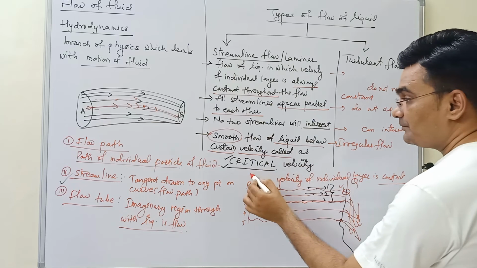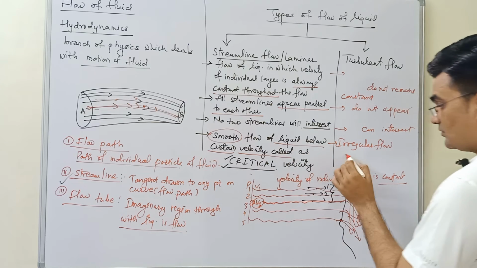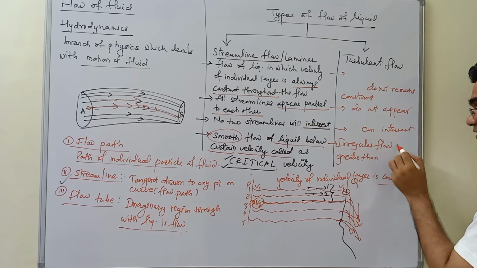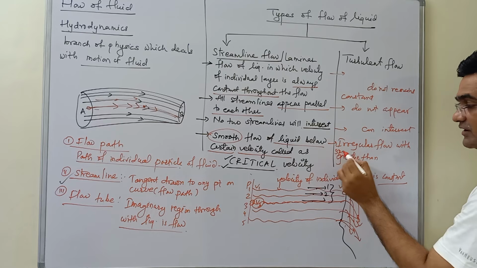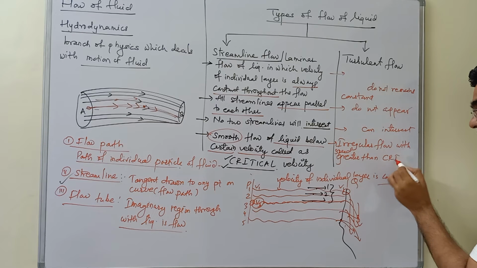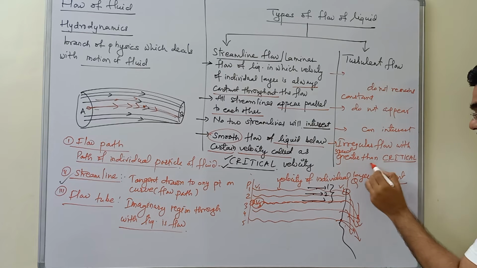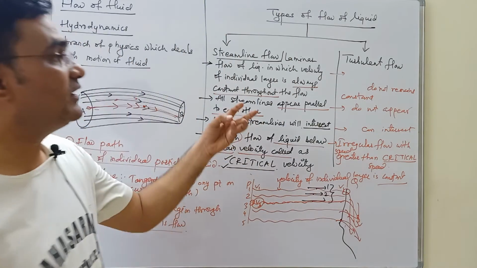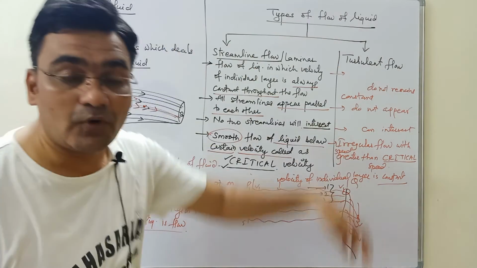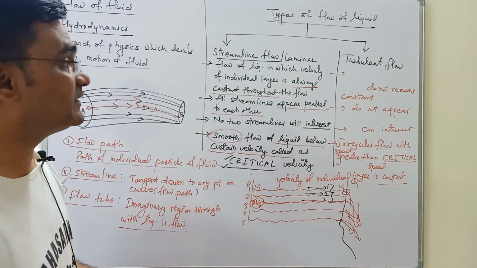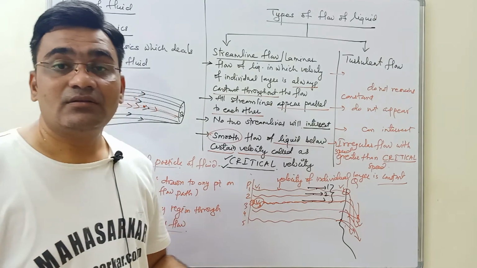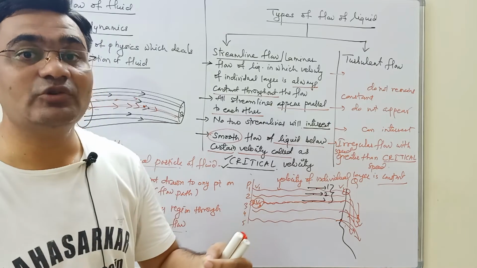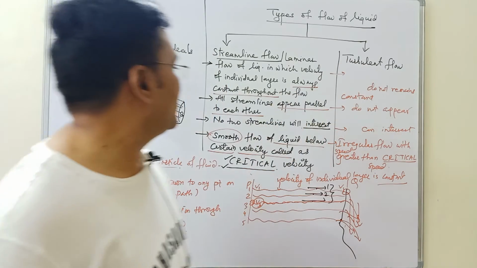of liquid with speed greater than the critical speed. That is called turbulent flow. Examples: water falling from a waterfall, which you enjoy in the rainy season. Also, if a pipe is leaking and water is coming through it, it becomes turbulent flow.